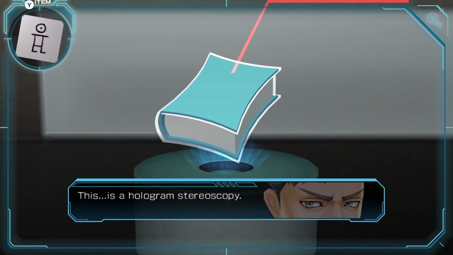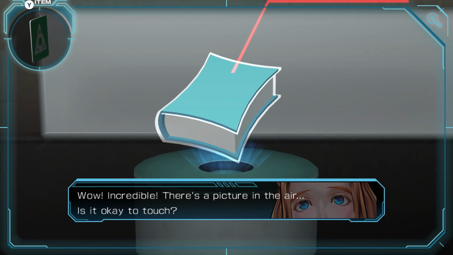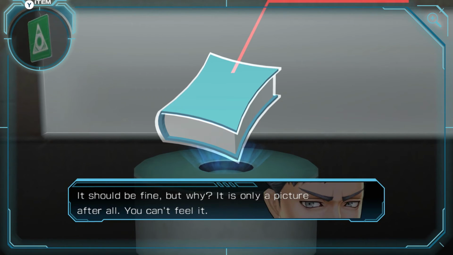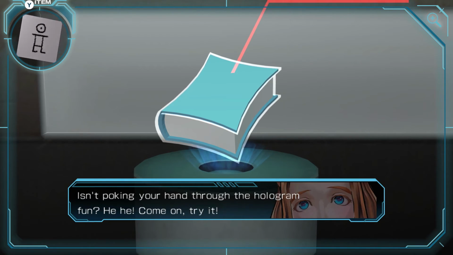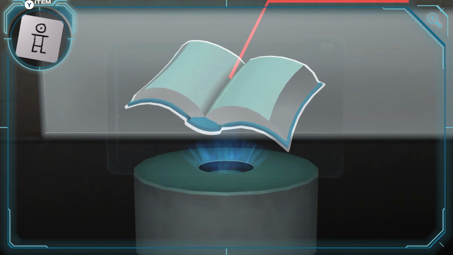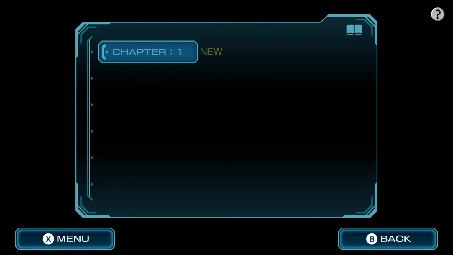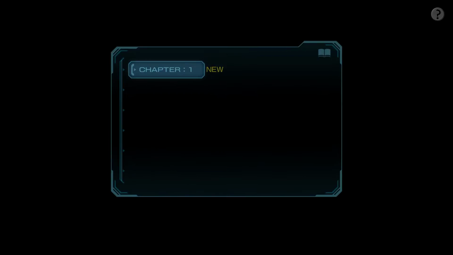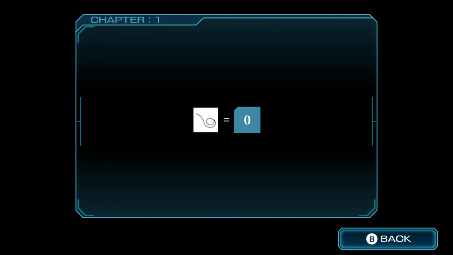It's a hologram stereoscopy. Wow, incredible. There's a picture in the air. Is it okay to touch? It should be fine, but why? It's only a picture after all. You can't feel it. Isn't poking your hand through the hologram fun? Come on, try it. Oh, hey there. So, swirl equals 0.